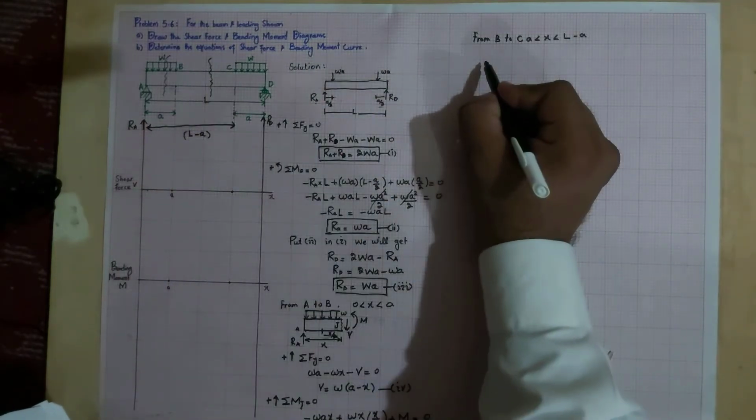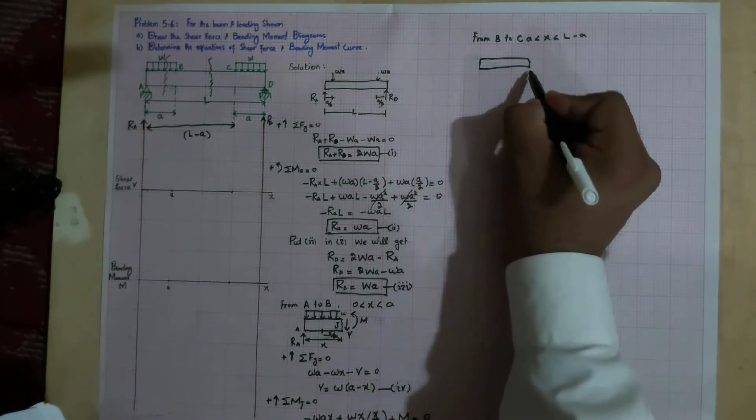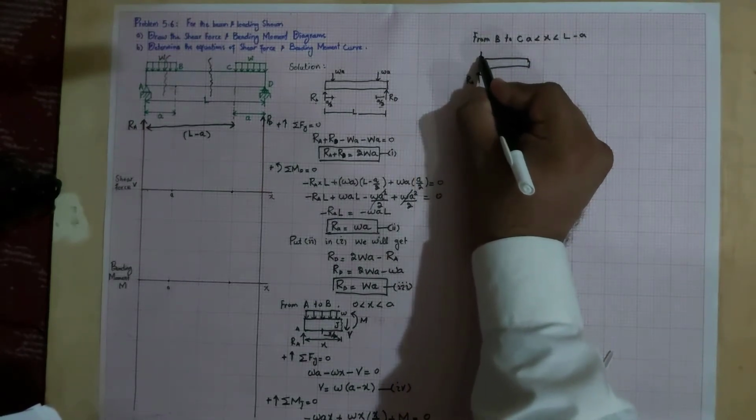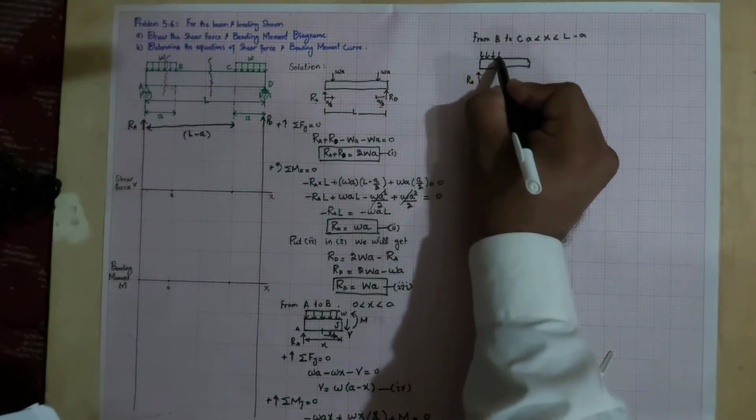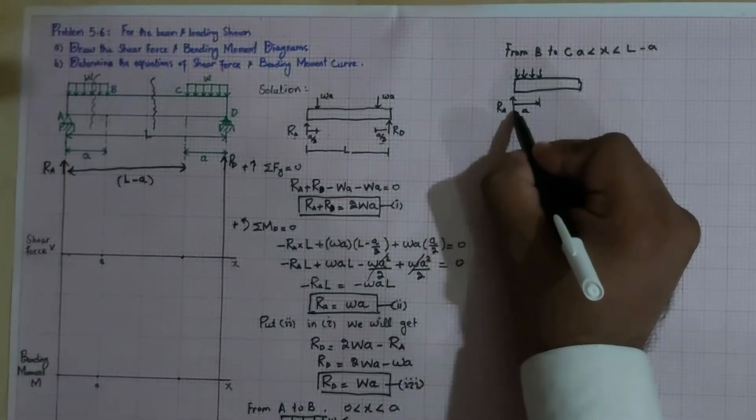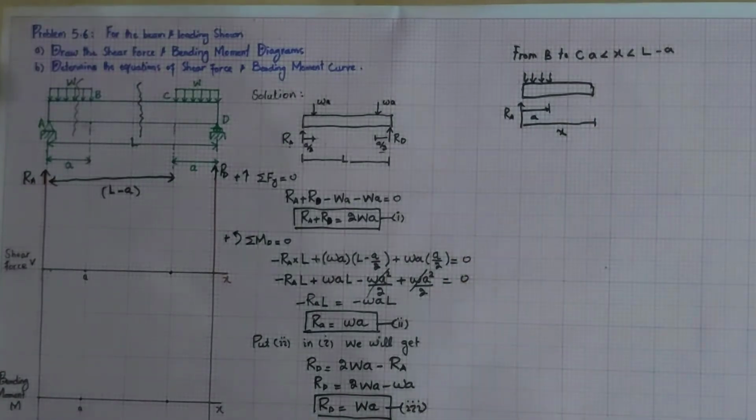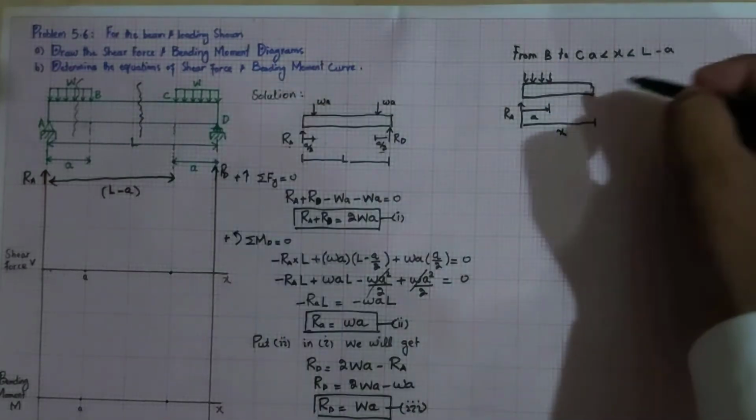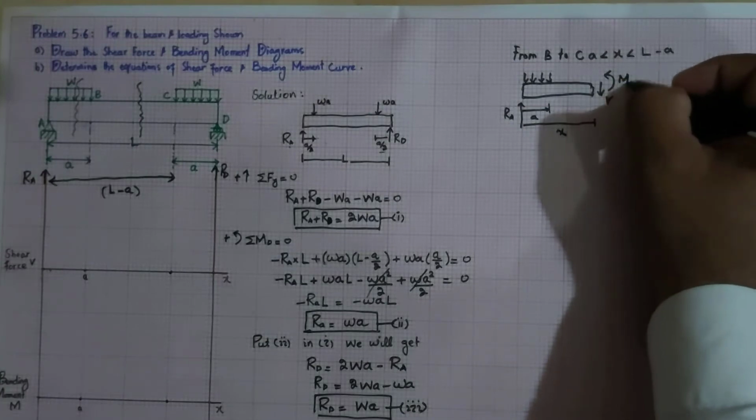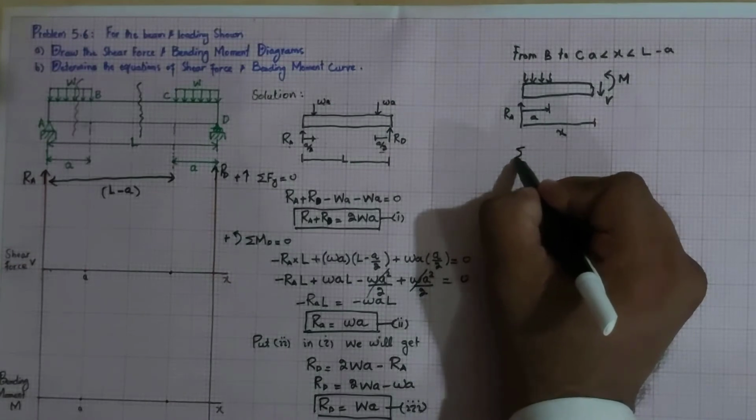If we section it over here, and if I draw the beam, so let's say this is the section point, this is RA. Again, there will be a distributed force, and this distributed force is at a distance of A. And from this point till this point, this is X. So again, if you section it over here, there will be a shear force V and a bending moment M. Clear?